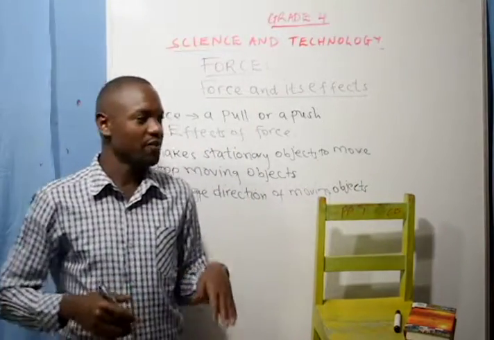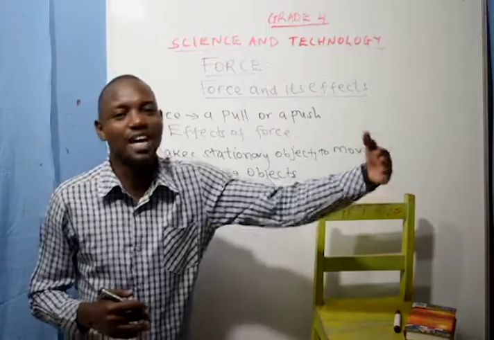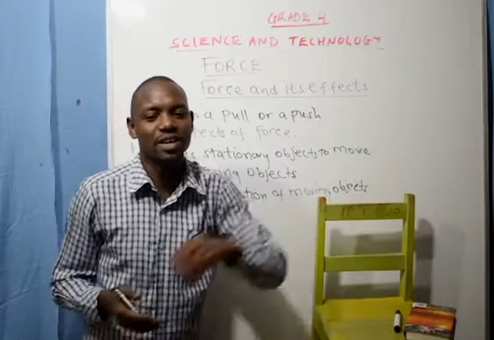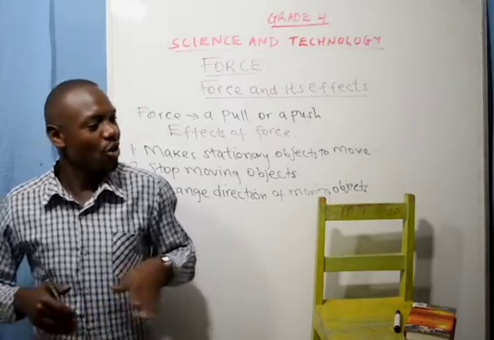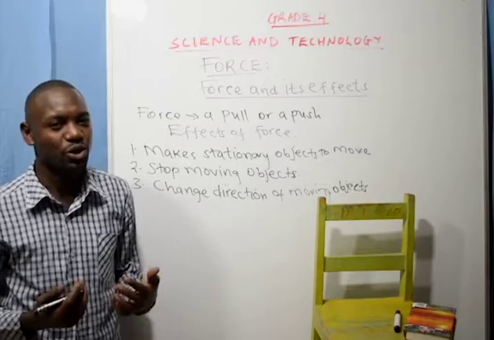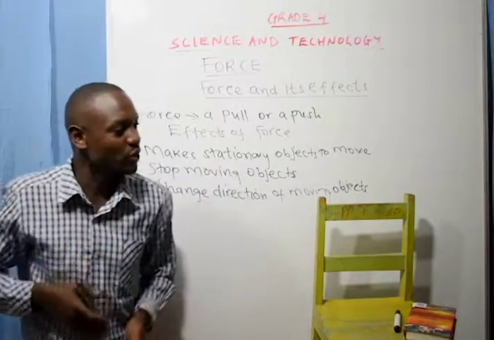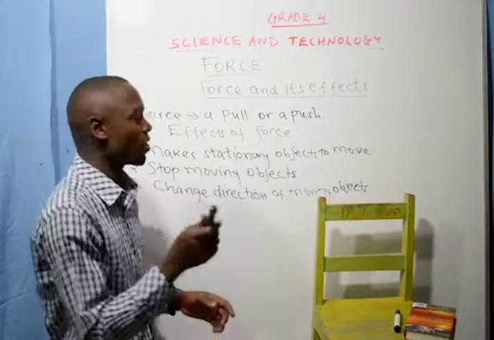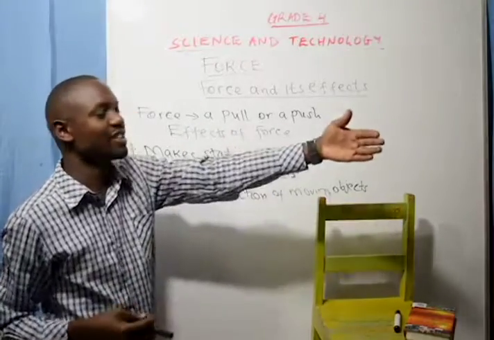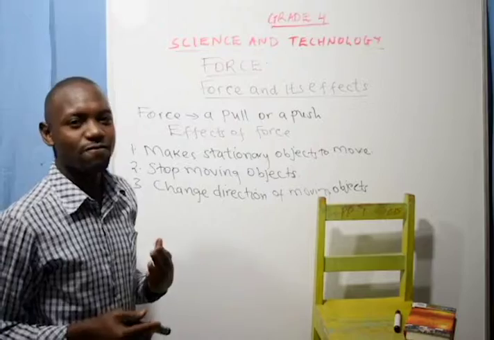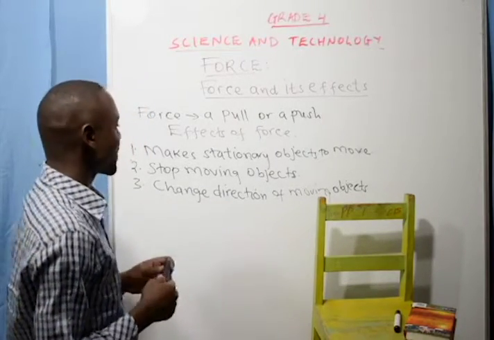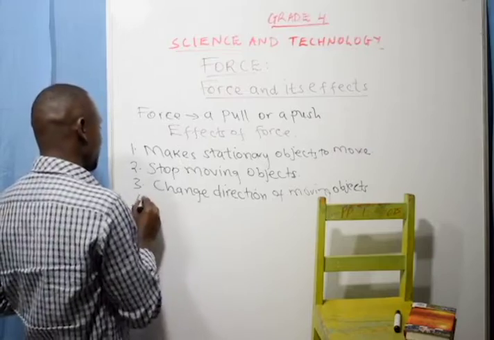For example, if you kick a ball towards a wall, it goes to the wall. Will it go and stop at the wall? No. It will hit the wall and either move that way or come back towards you. Initially it was moving towards the wall, and once it hits the wall, it will bounce back either this way or this way. So force can change the direction of moving objects. Another effect of force.